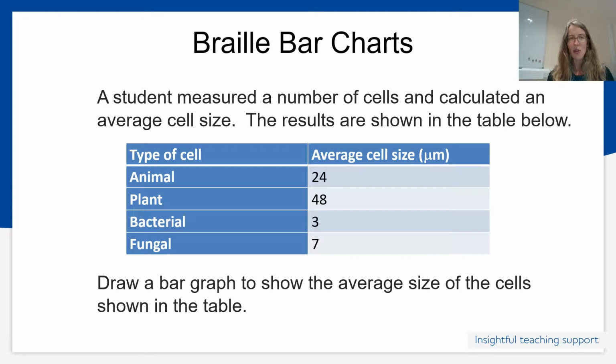However, I'm going to start first of all with a pupil producing a Braille bar chart. And I've got a question here, a typical sort of question they might be required to do. I think this question came from a National 5 biology paper. And so a pupil could be required to produce a bar graph, as it's shown here, that is looking at perhaps 4 or 5 different types of cell, and you've got the average cell sizes to plot.